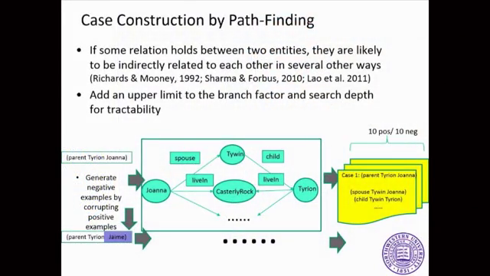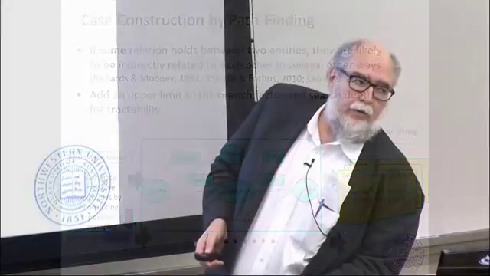So you build cases for analogy by pathfinding. And the insight here, which is not unique to us, is if you have a relation between two entities, they're likely to be indirectly related in a bunch of other ways. And as usual with these sorts of algorithms, you put in limits on branching and search for tractability. So, parent of one person to another, you also generate negative examples by corrupting that triple into something else. And that's the same technique that these folks use.